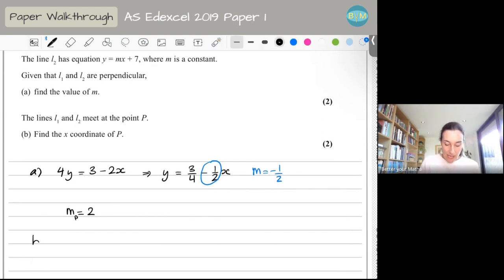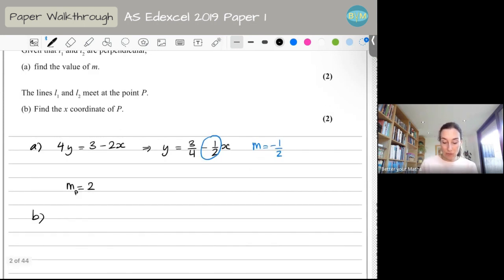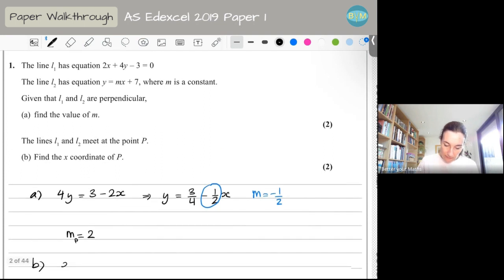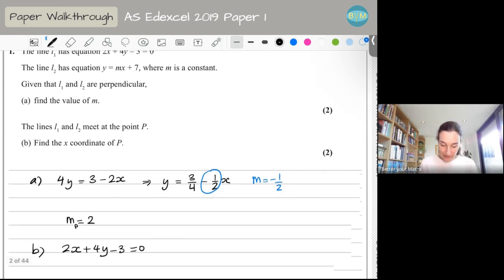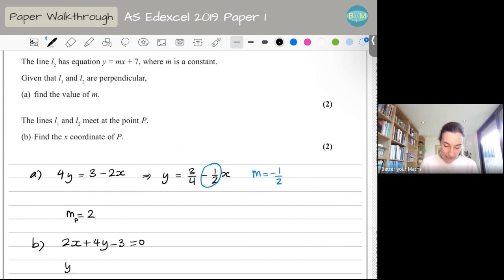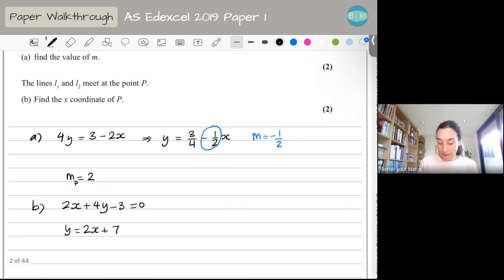So for part B, how am I going to find where the lines meet? Always by solving simultaneous equations, for any type of lines. These are straight lines, but it could be a quadratic, a cubic, a circle, wherever. So line 1 is 2x plus 4y minus 3. Please do it with me. And the other line is y equals 2x, because I now know the gradient, plus 7.